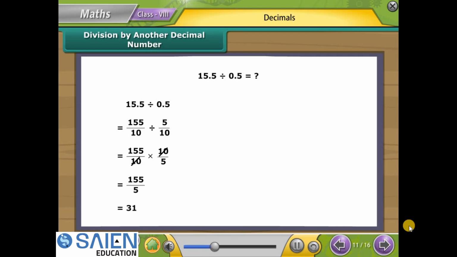We observed that the decimal place was shifted to the right in 15.5 to make it 155. So, there was a shift in one decimal point to the right in 0.5 also to make it 5. Thus, we can write 15.5 divided by 0.5 as 155 divided by 5, which gives 31 as the answer.